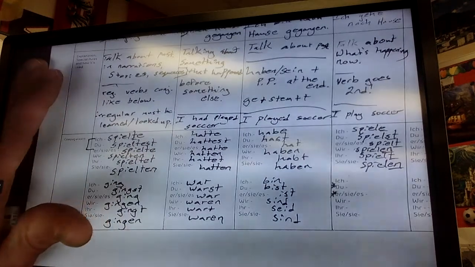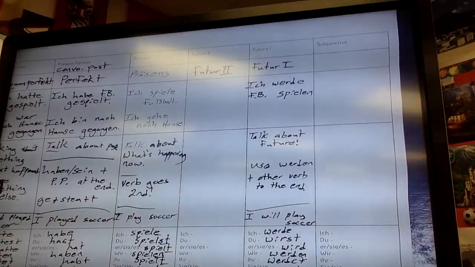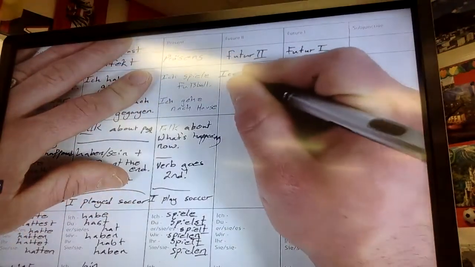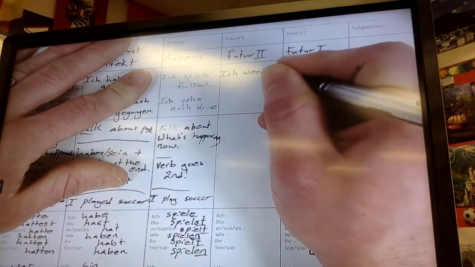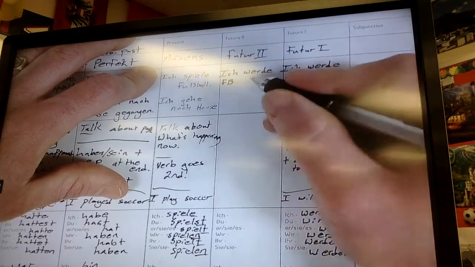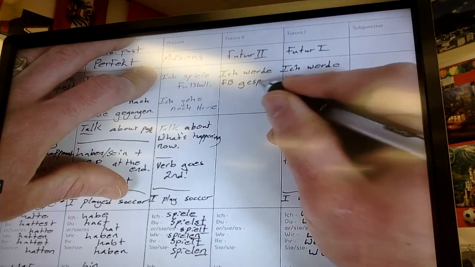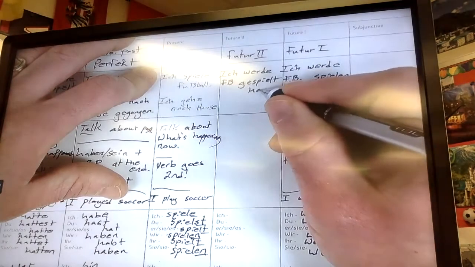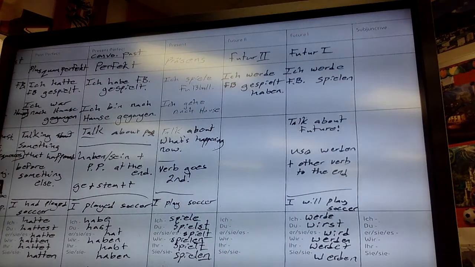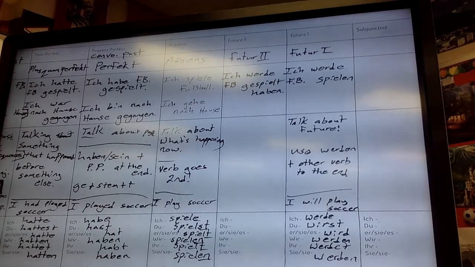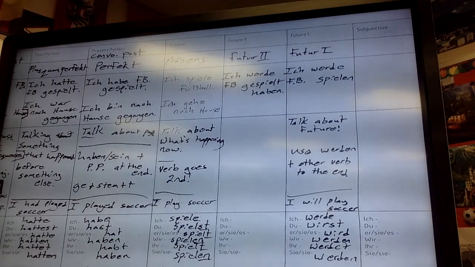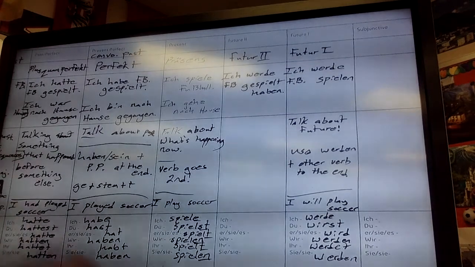All right, last one is the Futur zwei. An example here would be: Ich werde Fußball gespielt haben. Ich werde Fußball gespielt haben. The only thing we conjugate there is our second verb, werde.